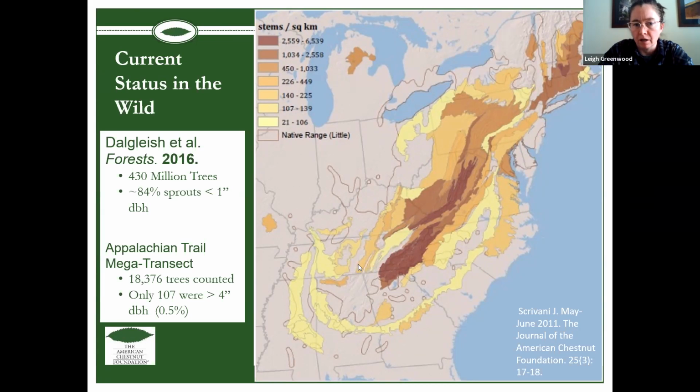Right, and then on the counterpoint, the definitions by the native range of Little's map don't align with the current arc of yellow areas. Is that a new range, or is that limitations on the original native range mapping?